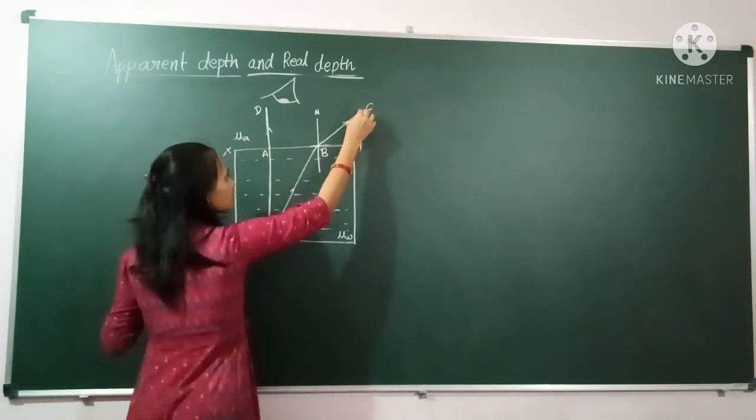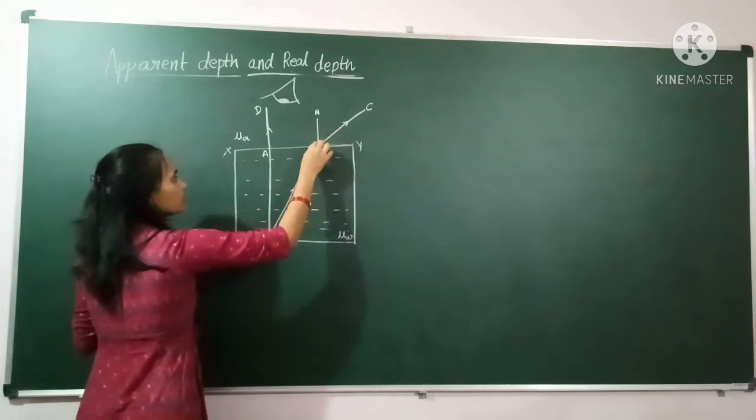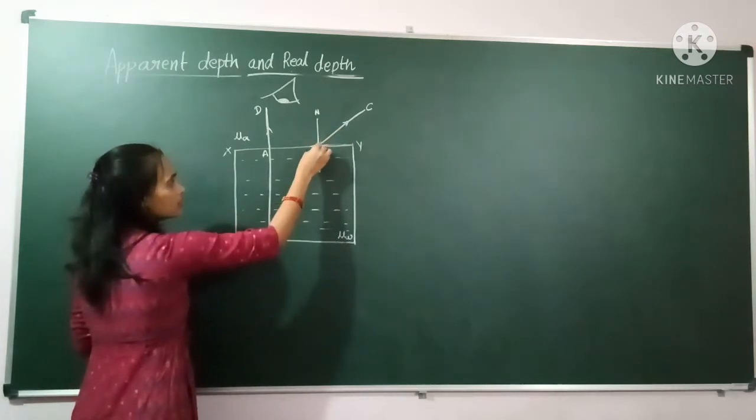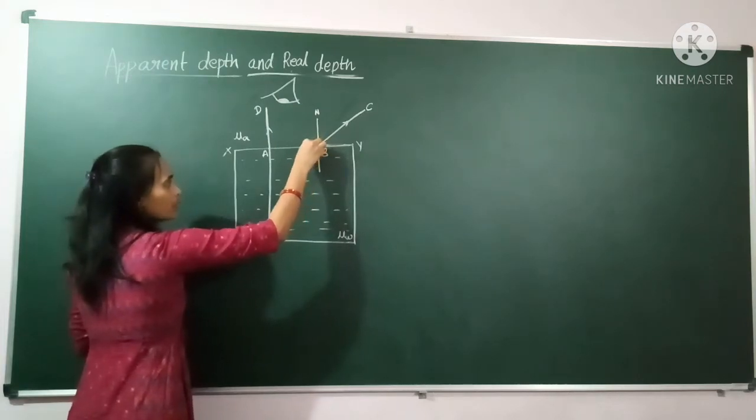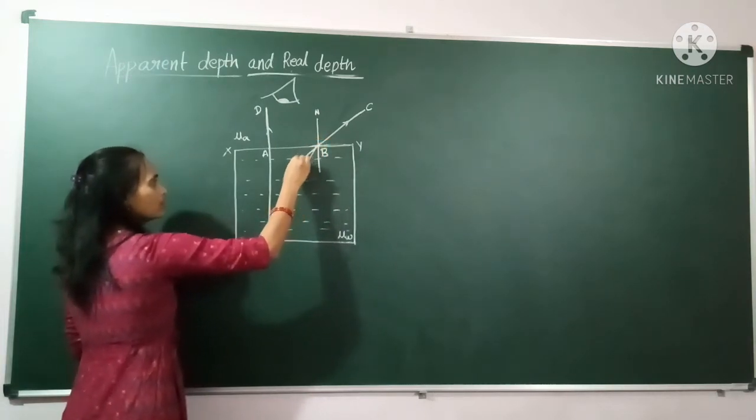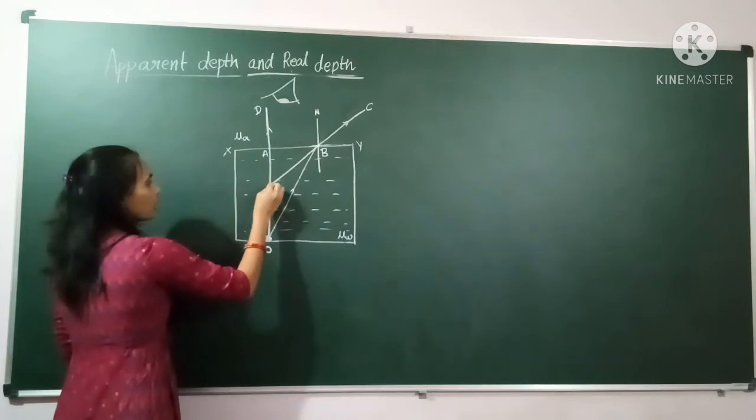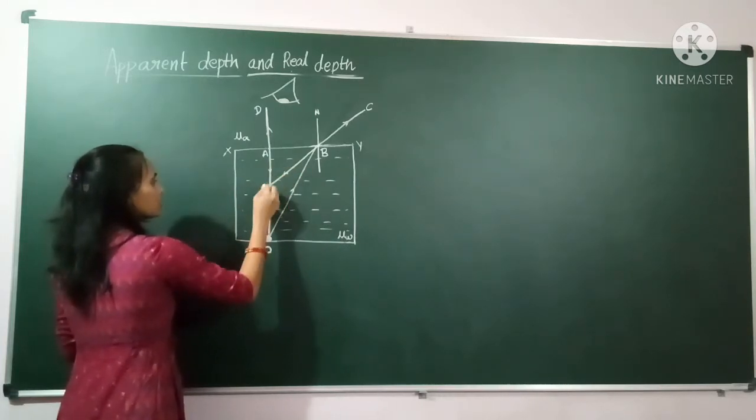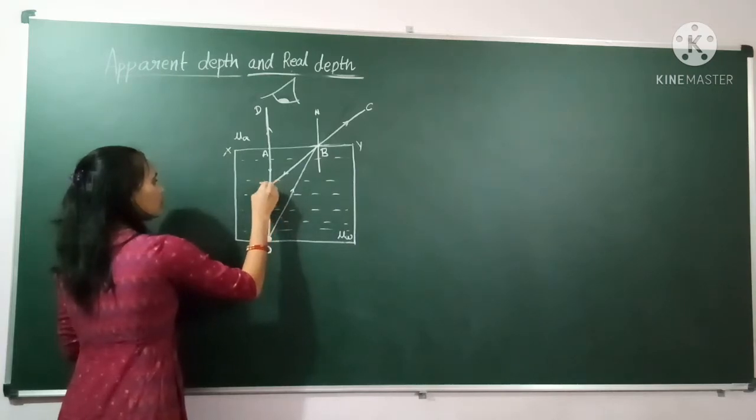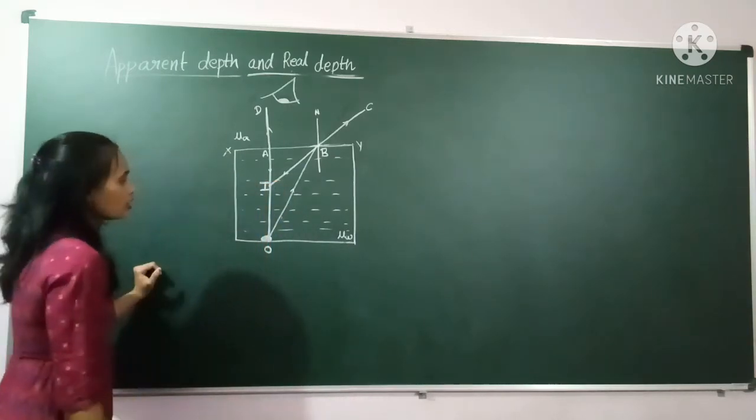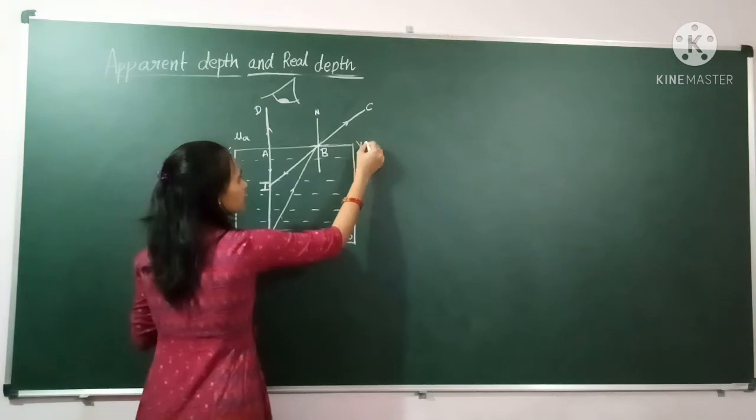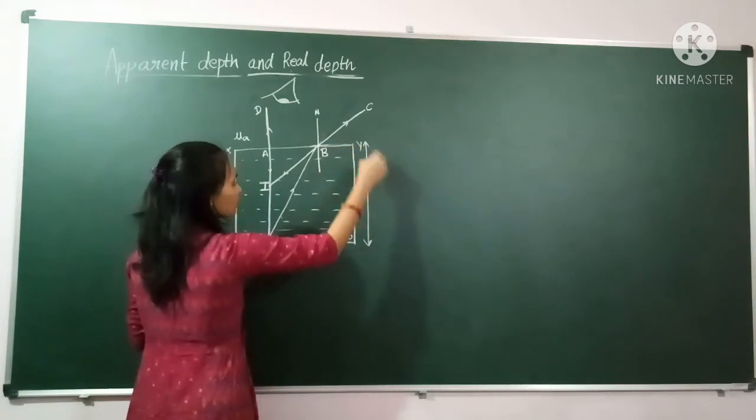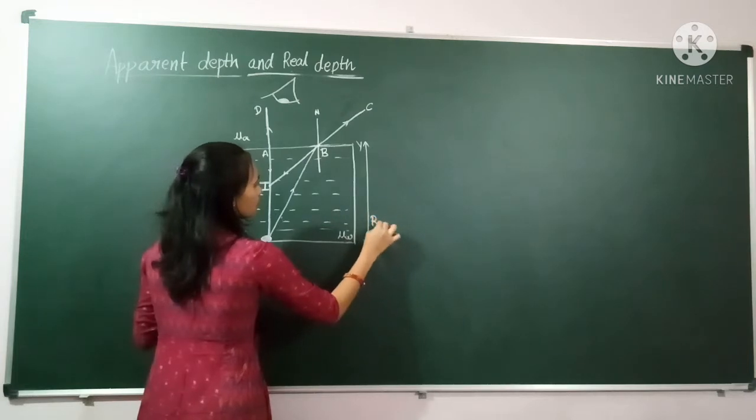But when this ray comes back, our eye will not go in this direction, because our eyes do not have the capacity to bend light. So this light ray will go straight, and here these two rays meet. These two are the backtraced rays, and here our image will be formed. Next, this total depth where the coin is placed from the surface is called the real depth.